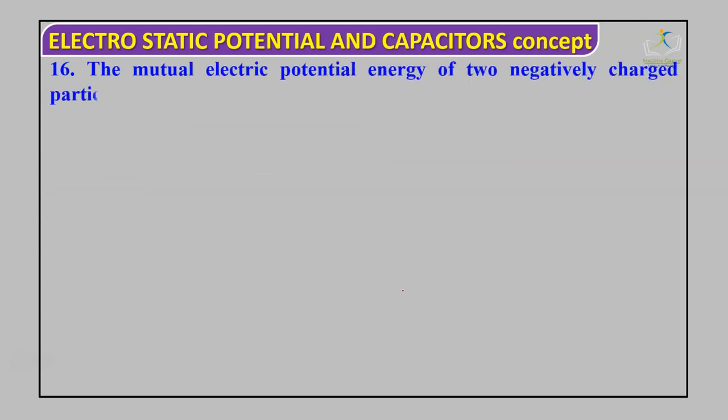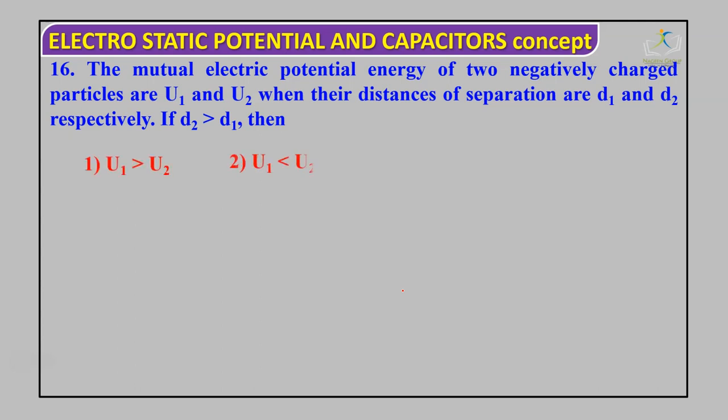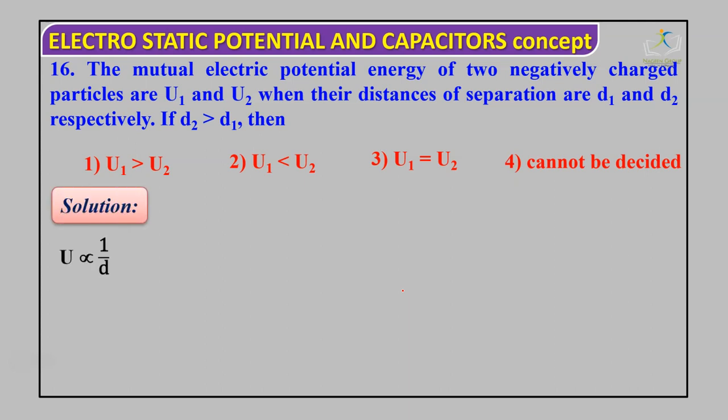Next question we have. The mutual electric potential energies of two negatively charged particles are U1 and U2 when their distances of separation are d1 and d2 respectively. If d2 is greater than d1, then U1 is greater than U2, U1 is less than U2, U1 is equal to U2, or it cannot be decided. So we have a solution. As we know that U is inversely proportional to the distance, we can say that the first option is correct.